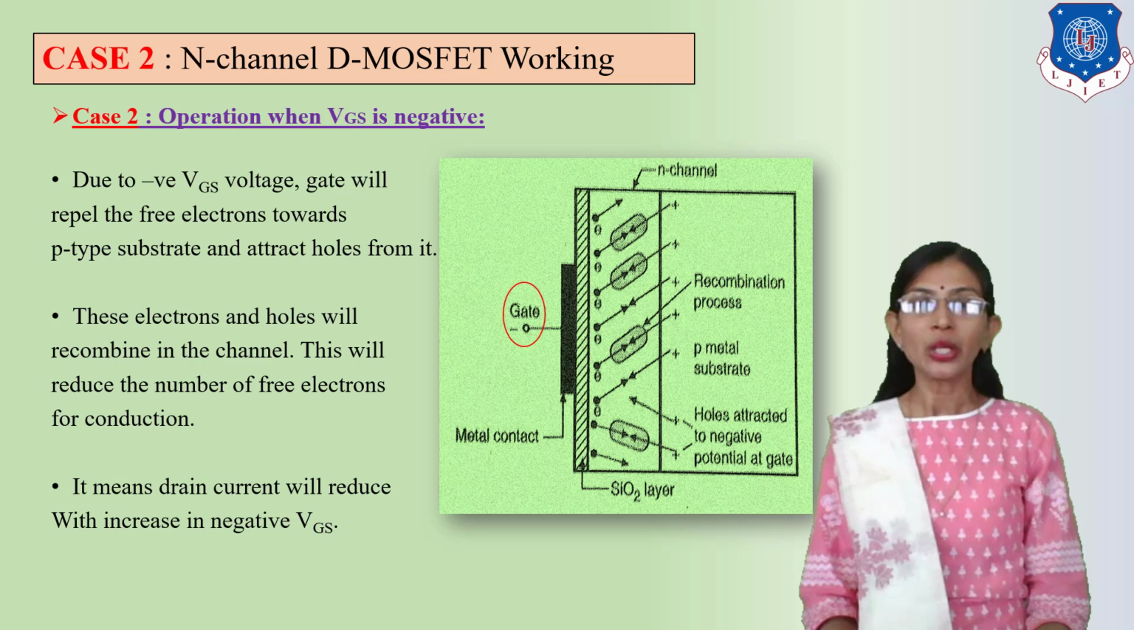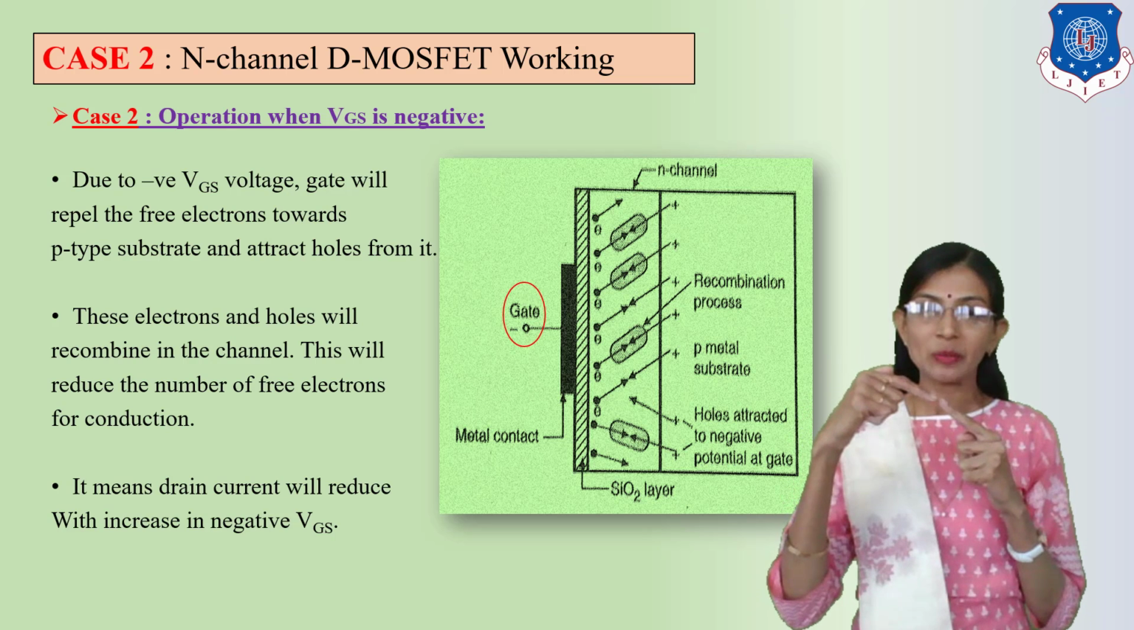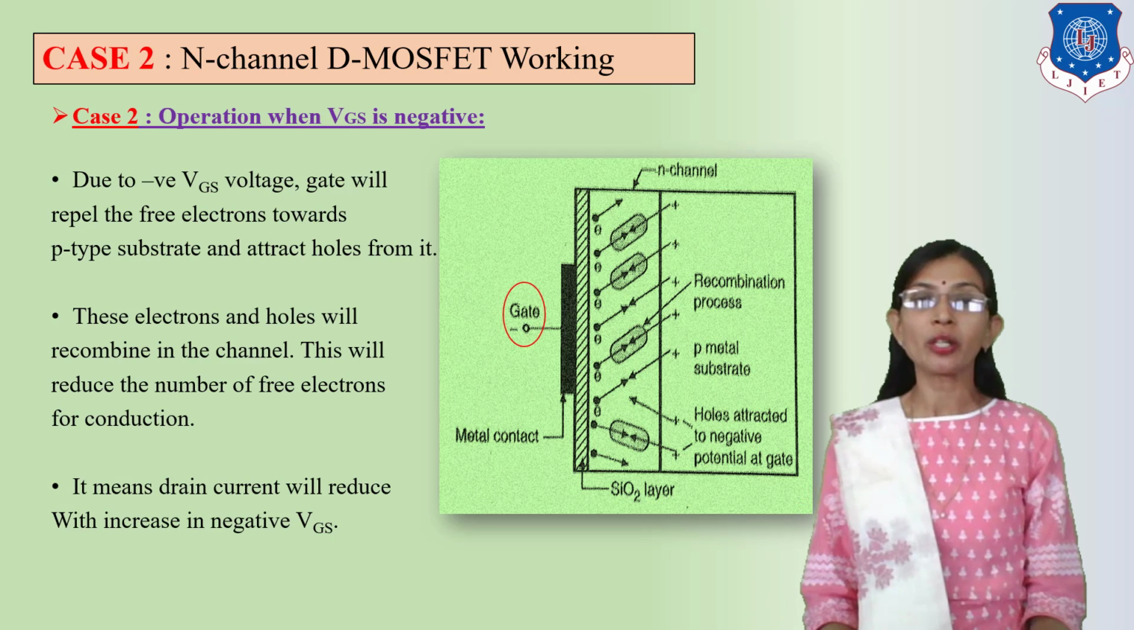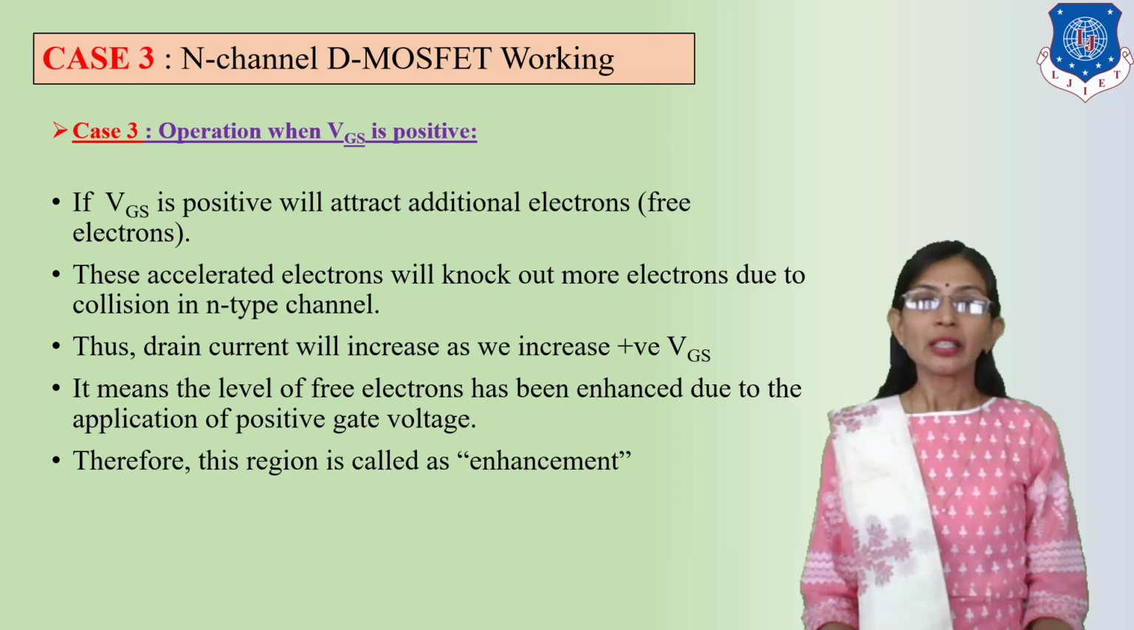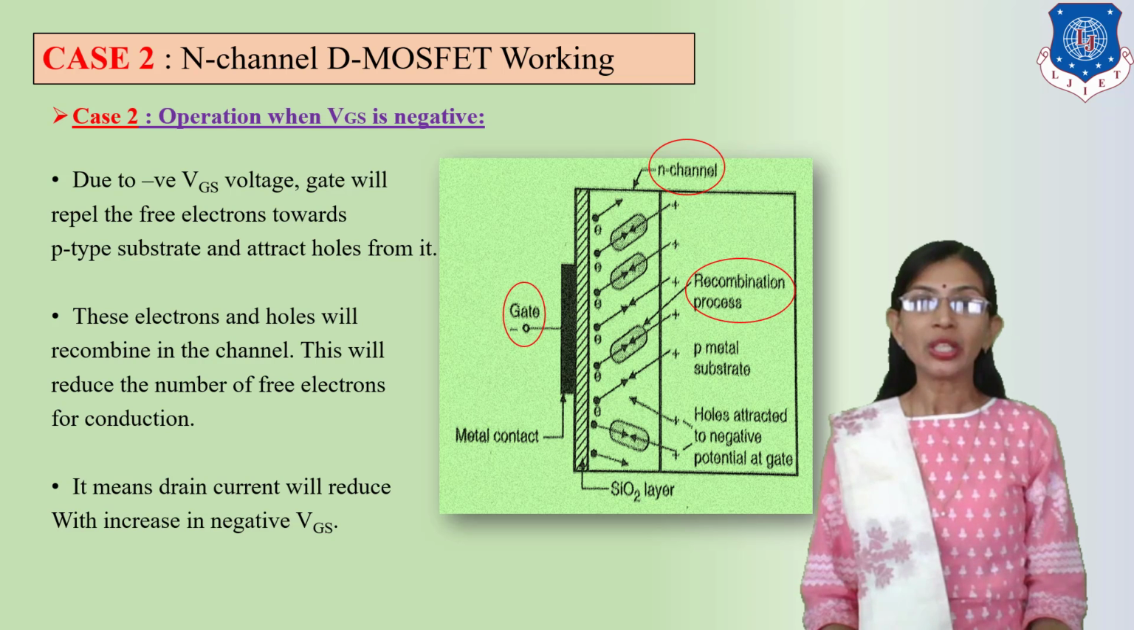The gate is negative. Due to the gate being negative, electrons will try to move towards the substrate and holes will be attracted towards the negative gate terminal. Due to that, electrons and holes will move from their main place like this, and we will get electron-hole pairs here, and the recombination process will take place.